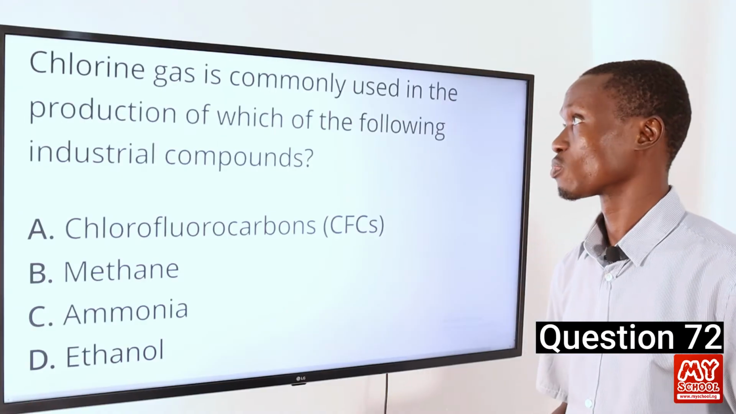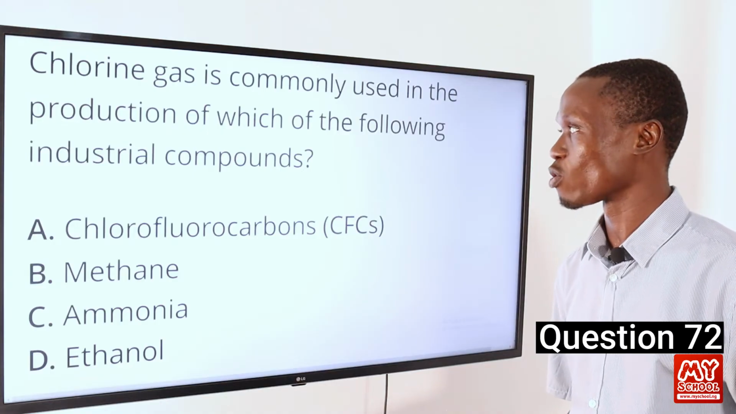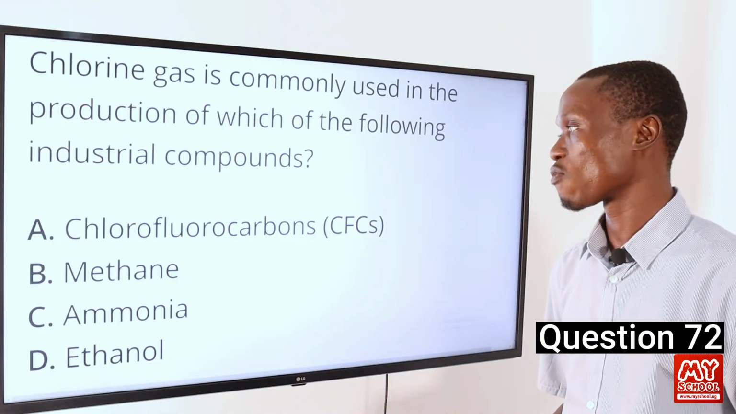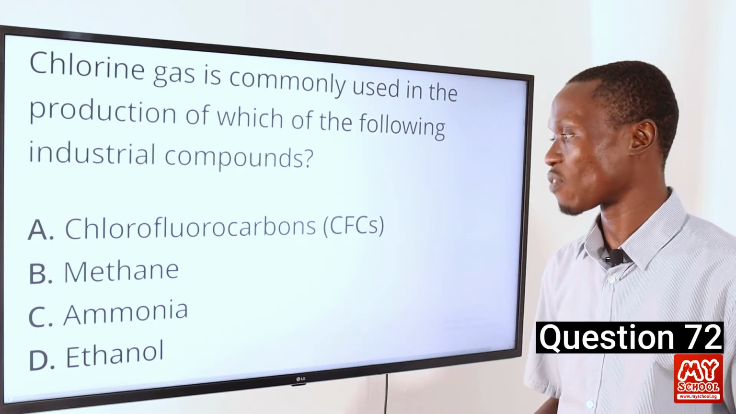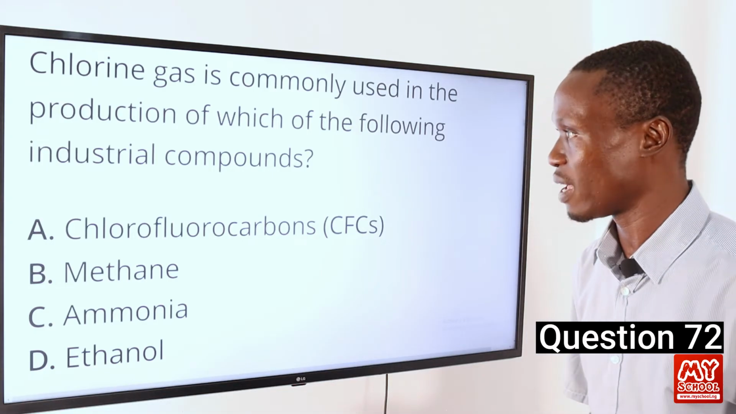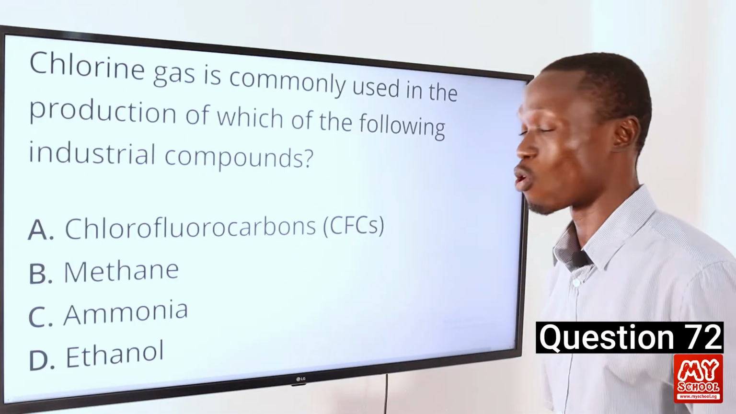Question 72. Chlorine gas is commonly used in the production of which of the following industrial compounds? Option A, we have chlorofluorocarbon. Option B, we have methane. Option C, we have ammonia. And option D, we have ethanol. So the correct option to this question is chlorofluorocarbon.